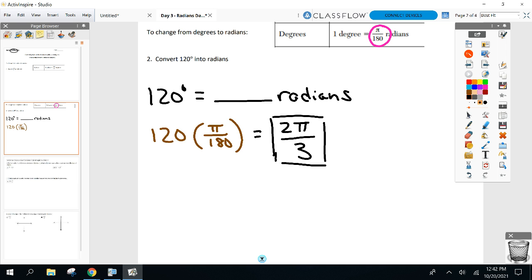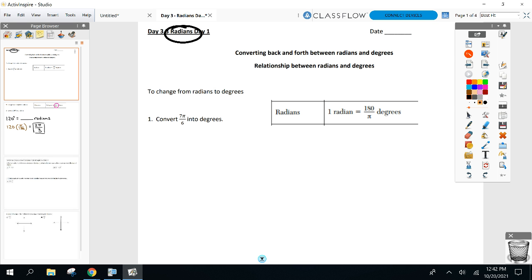All right, so that's how I go from degrees to radians, and we're going to have to go backwards now. So now go back to number 1, and that is how do I turn a radian back into degrees? Because I want to make sure we can go back and forth.